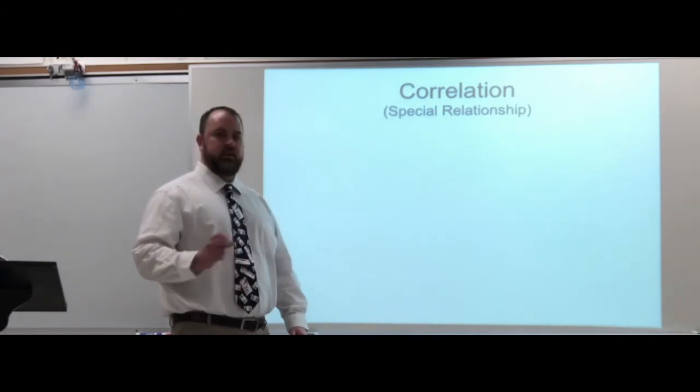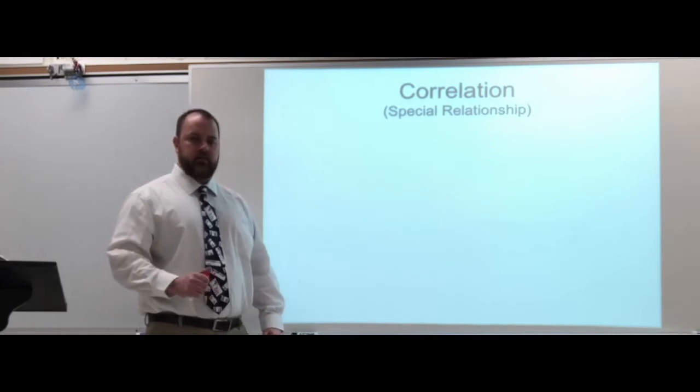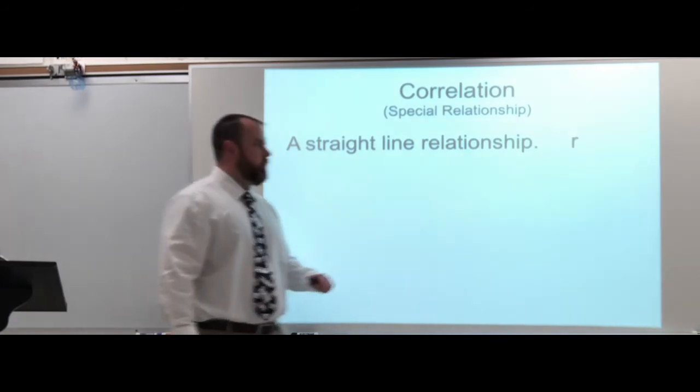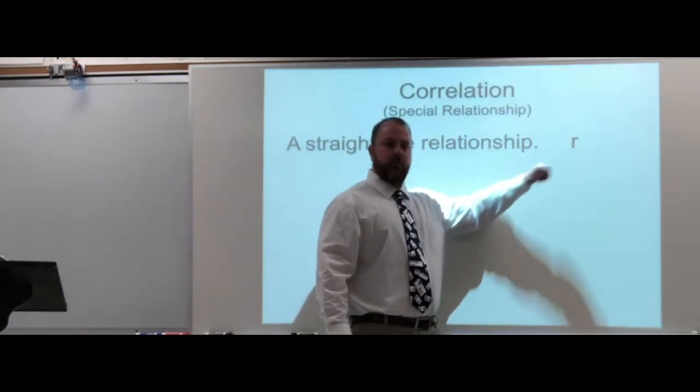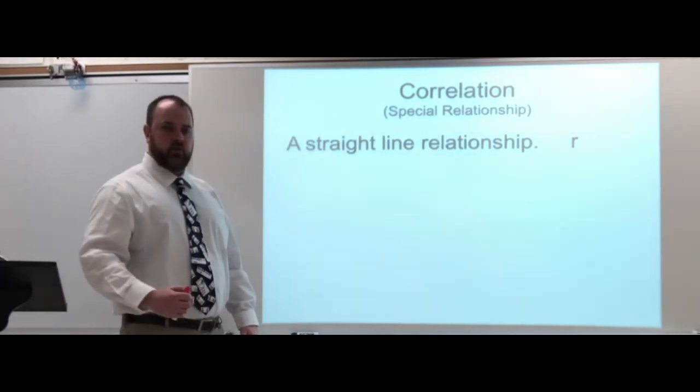For a correlation, it's a special relationship, and that's the one we're not focused on making predictions with. Okay. It's a straight line relationship. R is the variable for correlation. So whenever you see R equals, it's talking about the correlation.